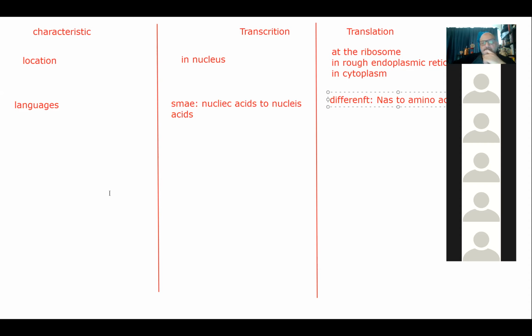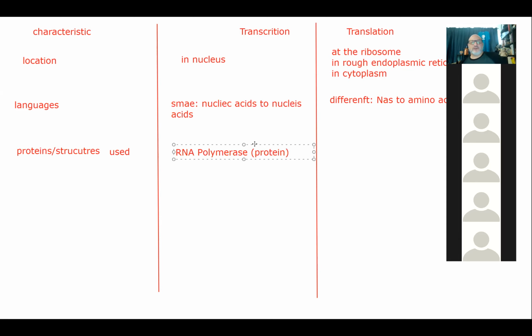The proteins used. Okay, we want to be careful. Proteins or structures that are used, right? Because what is the primary protein involved in transcription? RNA polymerase. Yeah, RNA polymerase, excellent. And RNA polymerase absolutely is a protein. What are the structures used in translation?